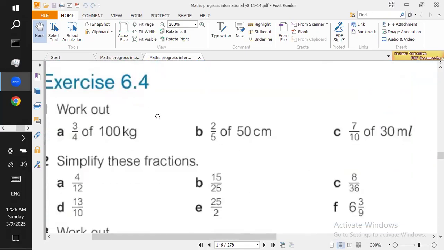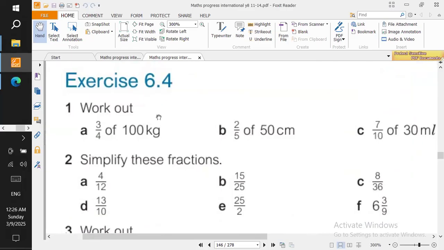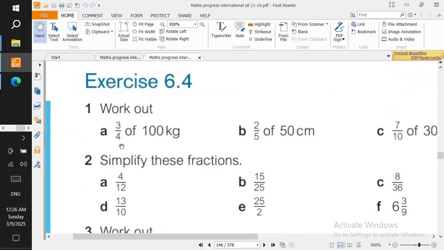First, let's talk about these. Okay. So 3 over 4 of 100 kilograms. The word of means what? It means multiplying. So this one means times, like this. And when we multiply, we can use the simplifying method. It means that we consider this as a denominator, which is 1. And then we can simplify.